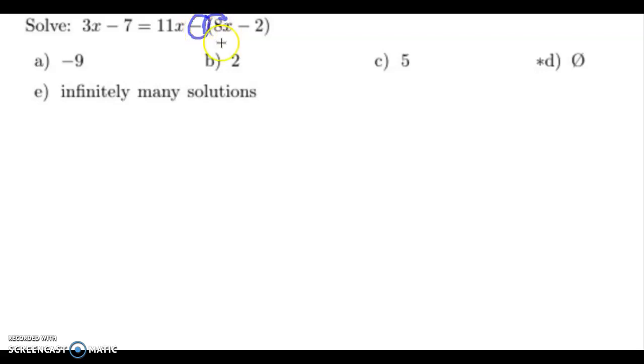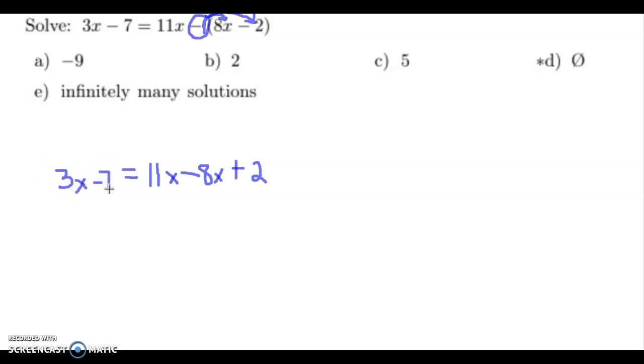So a negative times a positive is a negative, and 1 times 8x is 8x. Now I'm going to multiply negative 1 times the next term inside the parentheses, which is a negative 2. A negative times a negative is a positive, and 1 times 2 is 2. I'm going to go ahead and bring down my 11x on this side, and I'm going to bring down my equal sign and the 3x minus 7 on the opposite side.